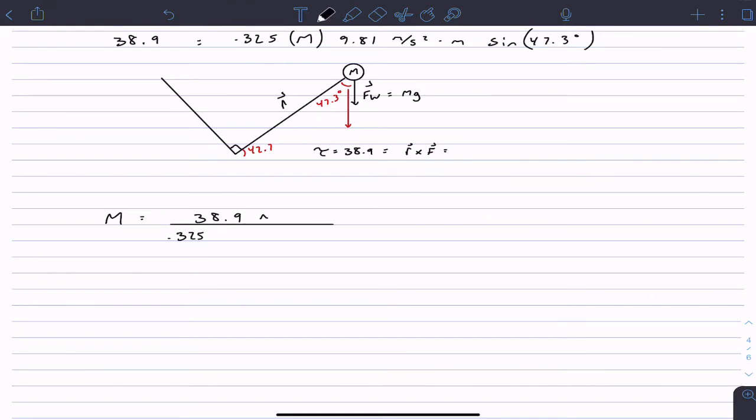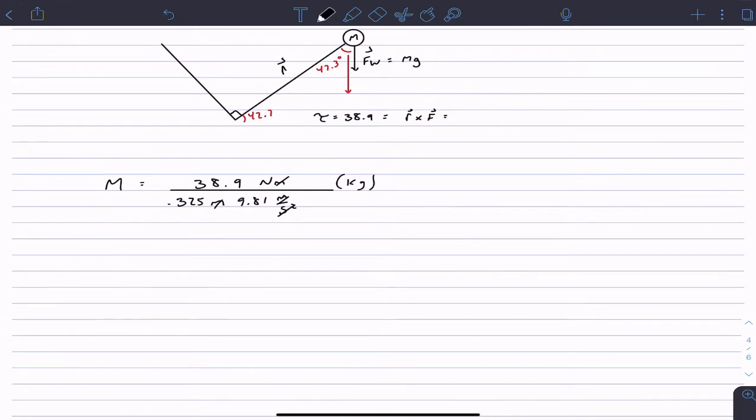This is Newton meters. This is a meter. Excuse me, so these units cancel. 9.81 meters per second squared. Right, and we're hoping to end up with kilograms, right? So Newton is kilogram meters per second squared. So the second squared goes away, the meters goes away, and that leaves us with kilograms as our units. Definitely check that if you don't believe it.